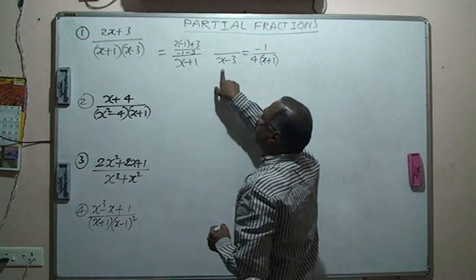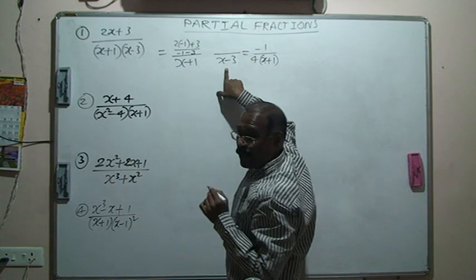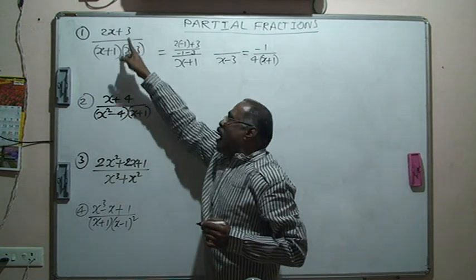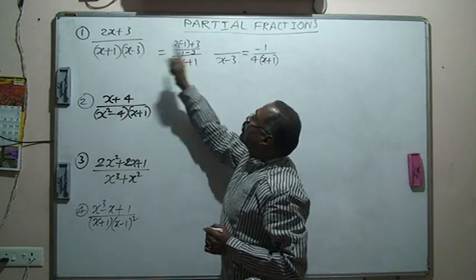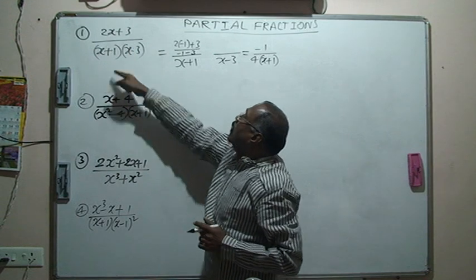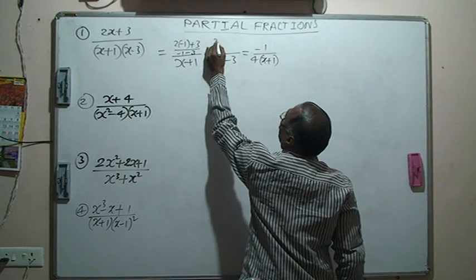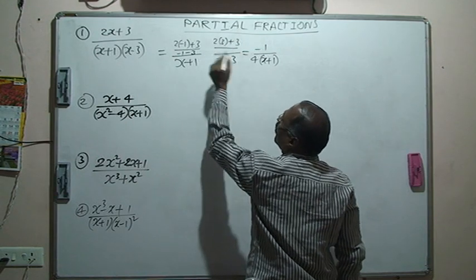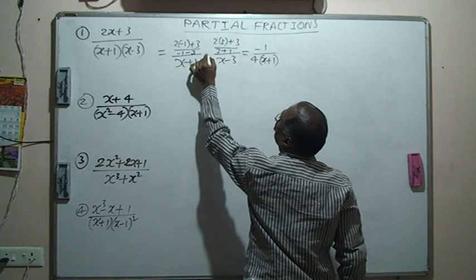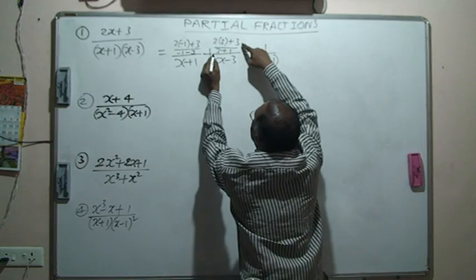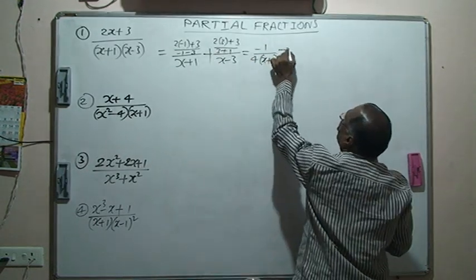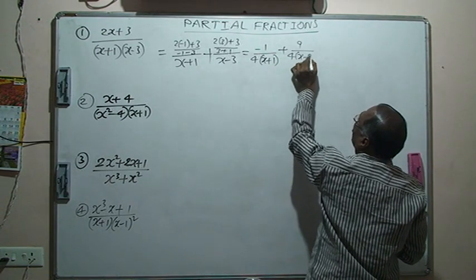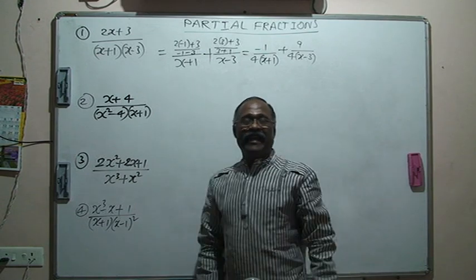Coming to this, put x equal to 3, or x minus 3 equal to 0. Everywhere but not there. Put x equal to 3 there. I'm writing that: 2 into 3 plus 3, divided by 3 plus 1. So it is nothing but 6 plus 3, 9 by 4. So plus 9 by 4 into x minus 3. It is done.